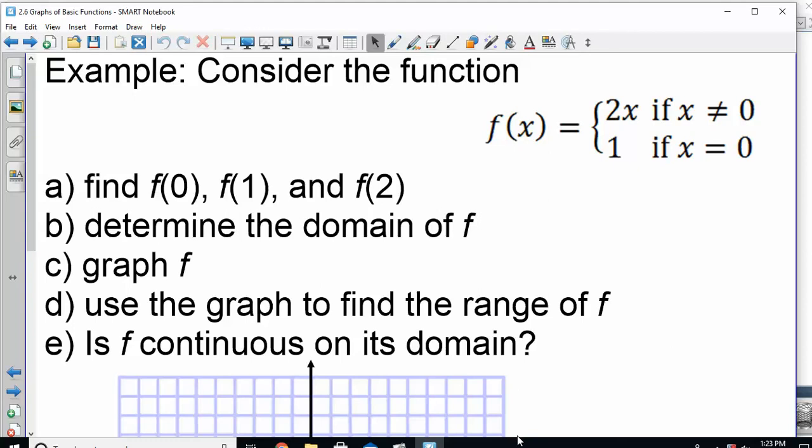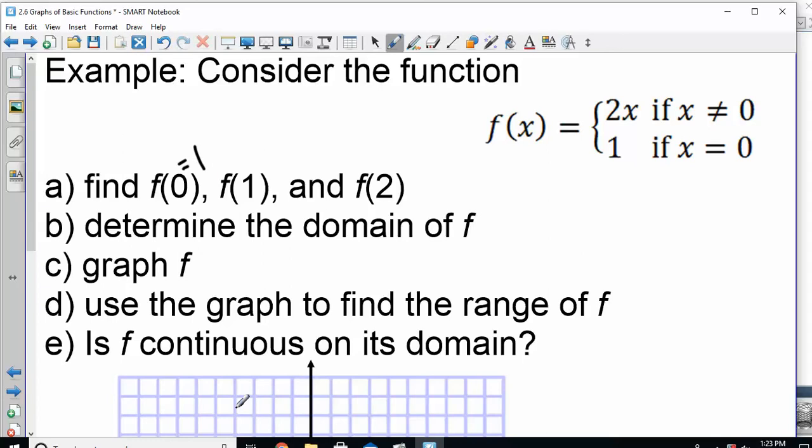Our function. If I asked you first just to find some values, f of 0, that's saying x is 0, so which piece would I use? The second one. And what do we get out? Not 0. 1. Yes.